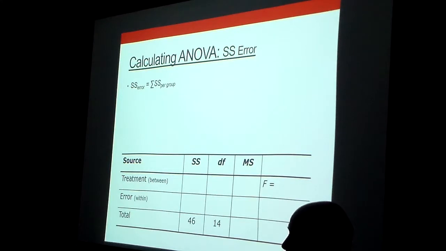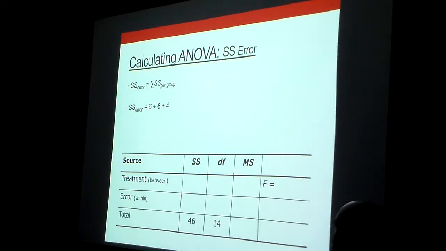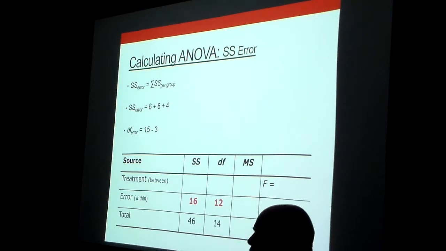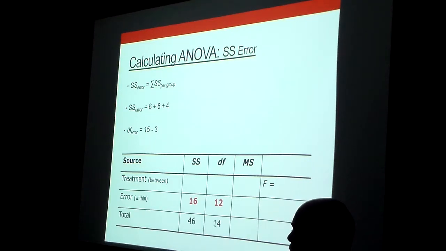Okay. So if we go through and calculate this computationally, it'll be easier. Sum of squares error is just the sum of our sums of squares per group. We go down through and take a look at the sum of squares for group 1, group 2, group 3: 6 plus 6 plus 4. Degrees of freedom is 15 minus 3. That gives us our error term of 16, degrees of freedom 12. Questions?